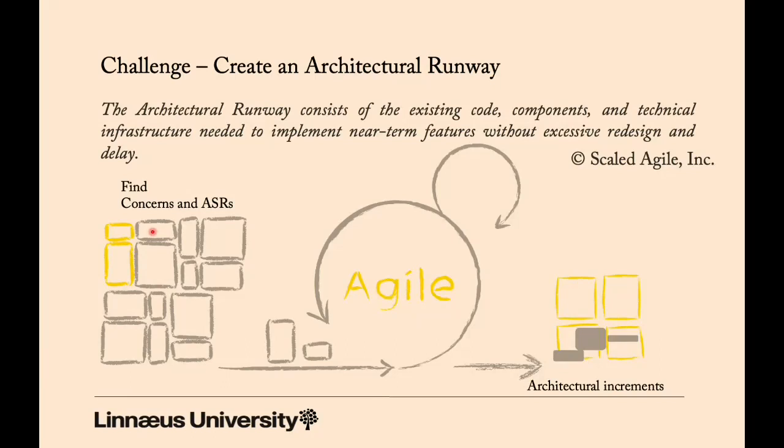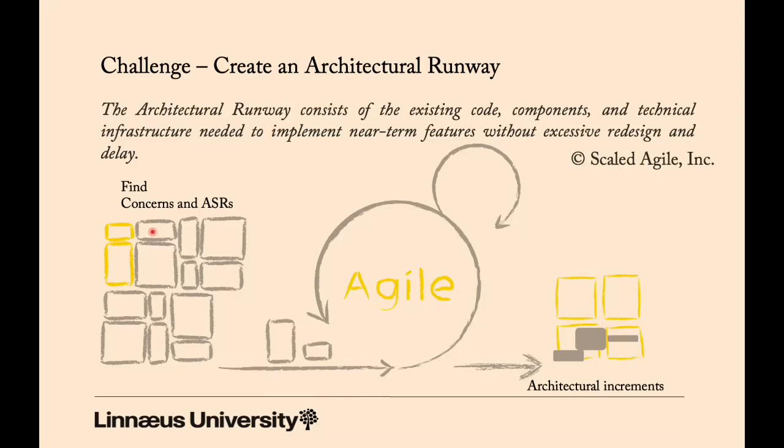So what you do then is, of course, when you do your sprint planning, you look at your stories, you pick out the stories you can deliver as a team within the next sprint. And then you have to analyze them for concerns and architecturally significant requirements. Is there something in there that depends upon an architecturally significant requirement that is not yet realized in your architecture? If that is true, well, then you have to do something.